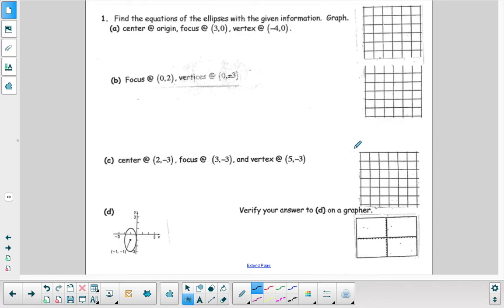All right, to do these, you need to have a few things figured out. So a vertex is -4, 0. A focus is 3, 0. Its center is at the origin, or 0, 0. That is super important. You couldn't just do it with this because there are two different scenarios where this could work. This could be the closer focus or it could be the further focus from this vertex. So you need to take that into account.